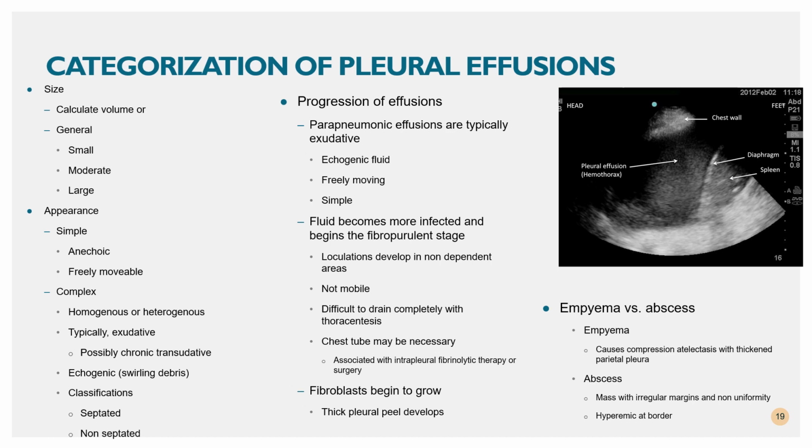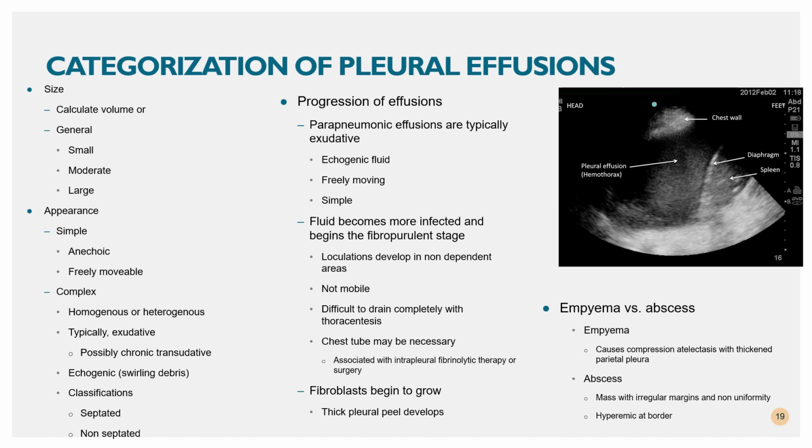Now, if it becomes more complex, the complexity just means that it is not just fluid. It can still be homogeneous, meaning all about the same echogenicity, or it could be a little bit heterogeneous. This could be hemothorax where the blood is starting to clot and organize, but typically it's going to be exudative. It's possibly chronically transudative, but most often it's going to be found to be exudative. Now, when we start seeing echogenic changes in that fluid, that would indicate that there's some debris in there, and that would again support that it's an exudative or transudative process.